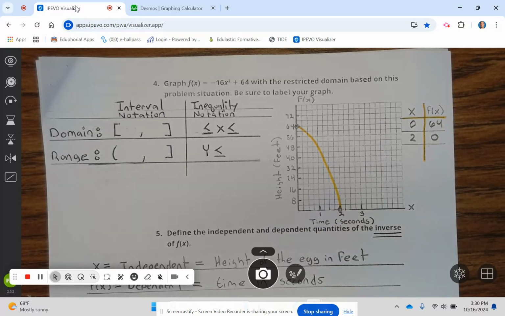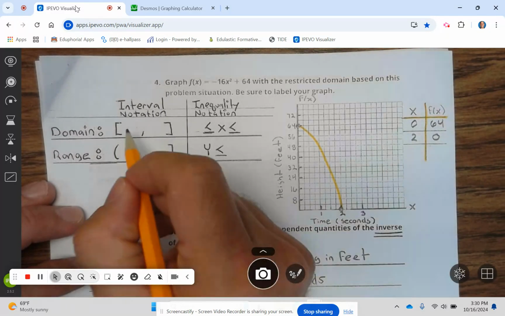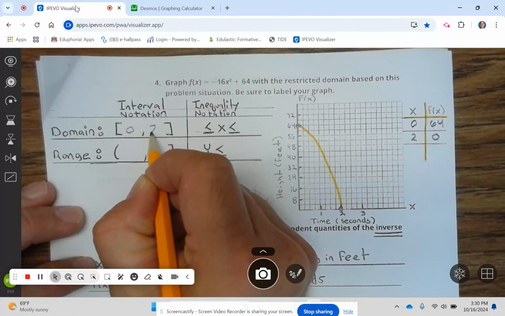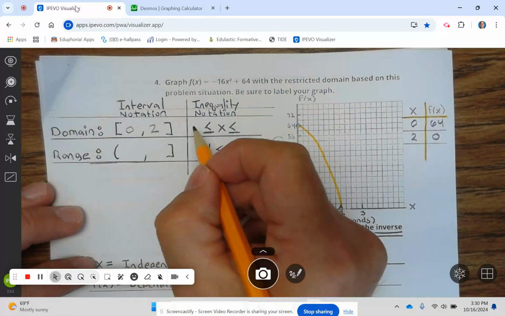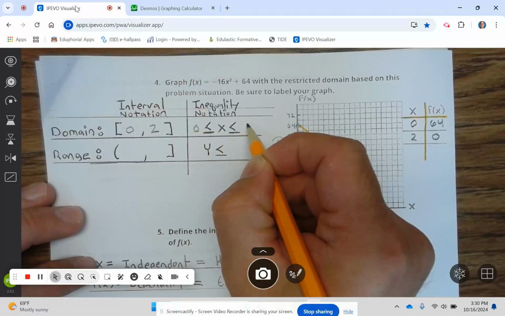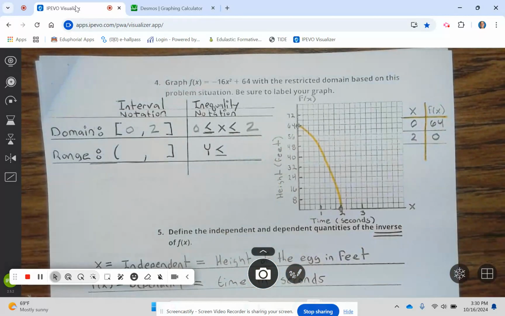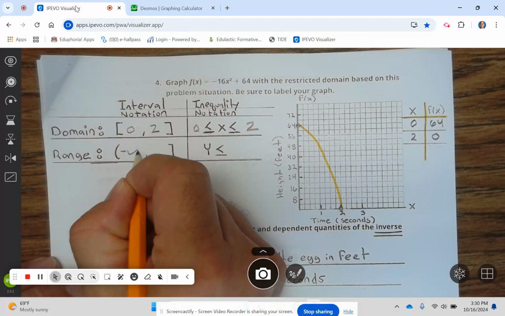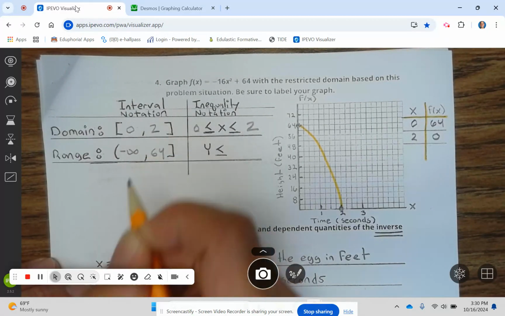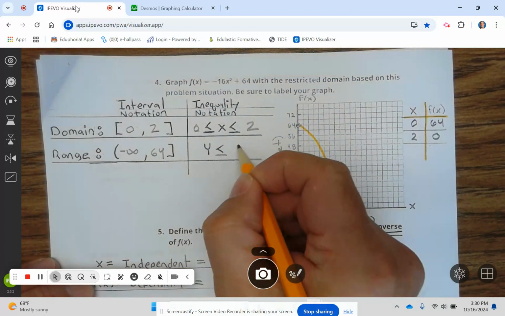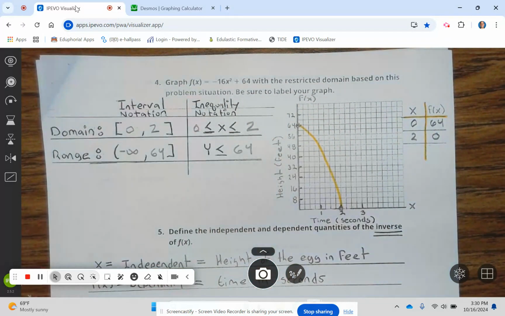All right. Now the domain will be from 0 to 2 in interval notation. In inequality notation, it would be 0 less than or equal to x less than or equal to 2. And then the range in interval notation will be from negative infinity to 64, and in inequality notation will be y less than or equal to 64. All right, go ahead and finish up number 4.